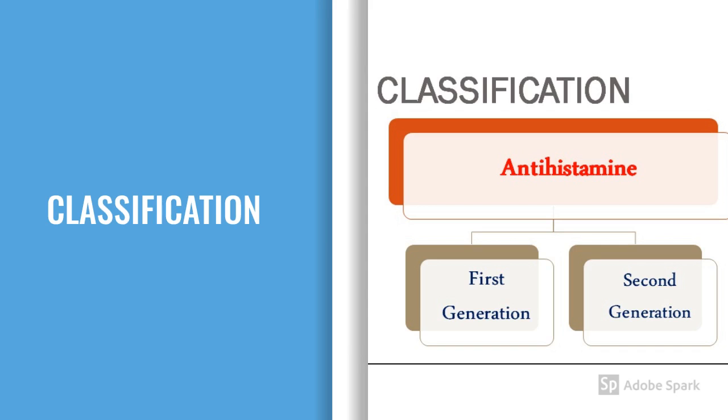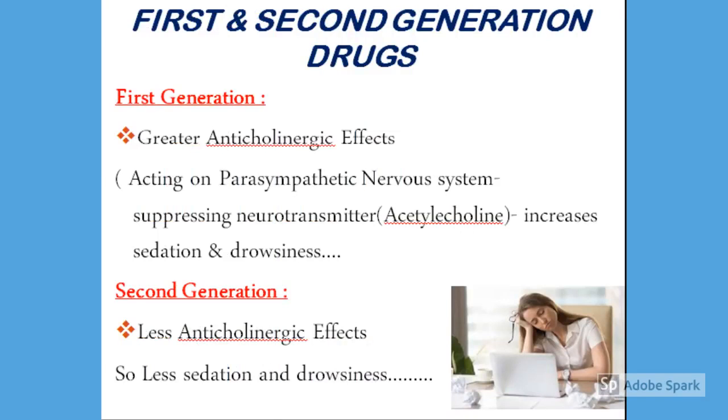These drugs have a greater anticholinergic effect, mainly acting on the parasympathetic nervous system and suppressing the neurotransmitter acetylcholine, and it will lead to increased sedation and drowsiness. Whenever we take this type of medication, of course, we will get some sort of sedation and drowsiness. Second generation antihistamine: these drugs have less anticholinergic effect, so they cause less sedation and drowsiness.